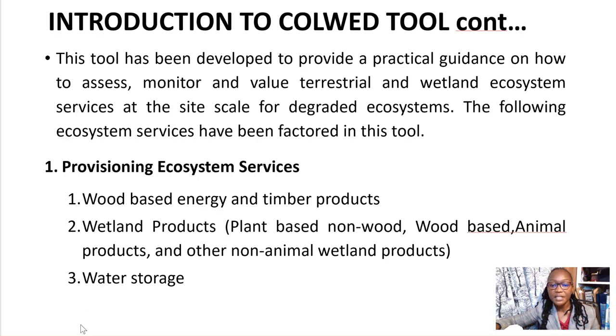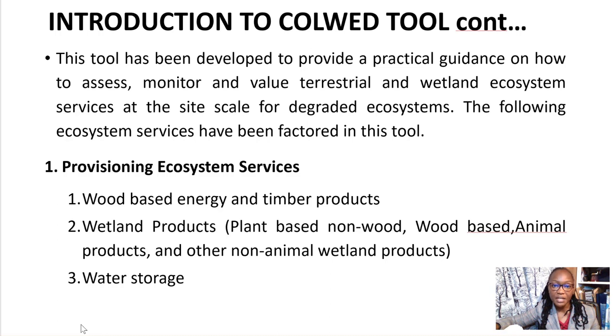Examples of these are reeds, and such can be valued based on the products that come out of them, such as reeds harvested for making mats and baskets. We have wood-based, which is similar to the wood-based energy and timber products. This is especially for any vegetation growing along the wetland ecosystem that can be used for the harvest of timber. Examples of these are mangroves that you find along the Indian Ocean.